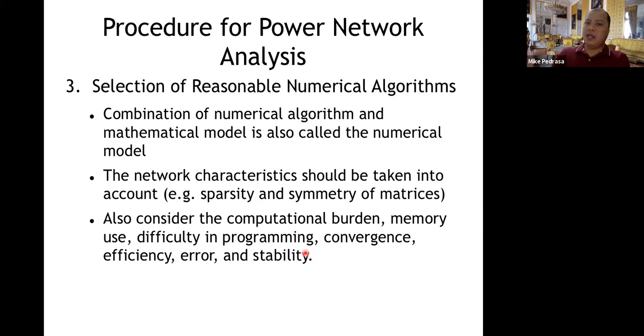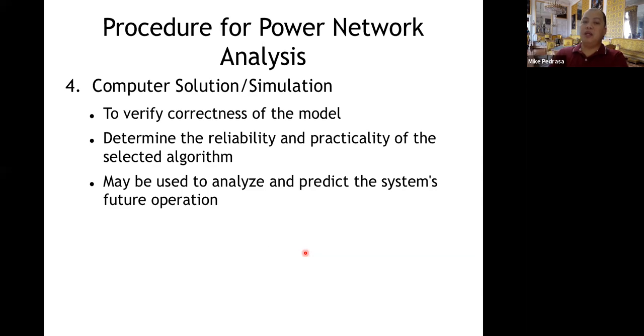So after selecting the algorithm, the last part is the execution. Okay. We'll use a computer, we will write a script, a computer program, and then we will simulate. Okay. So essentially, we are now using the computer to find the solution for us. Okay. And we do that to verify the correctness of the model, to determine the reliability and practicality of the selected algorithm, and to analyze.